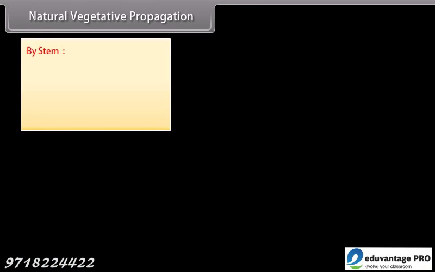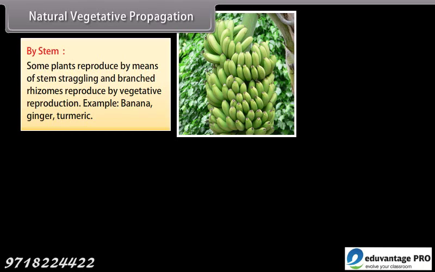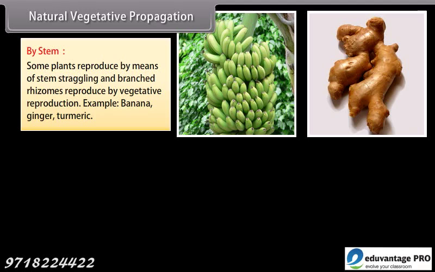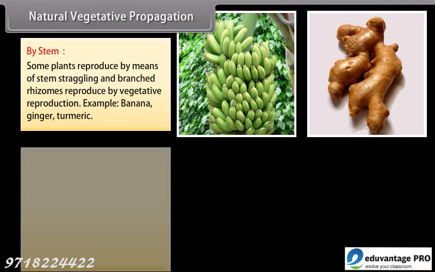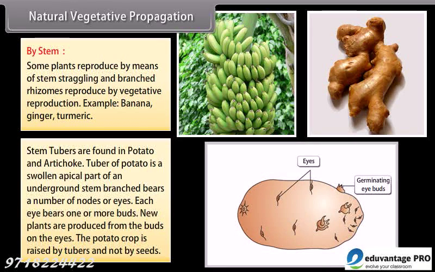By stem. Some plants reproduce by means of stem straggling, and branched rhizomes reproduce by vegetative reproduction. Example, banana, ginger, turmeric. Stem tubers are found in potato and artichoke. Tuber of potato is a swollen apical part of an underground stem branch that bears a number of nodes or eyes.